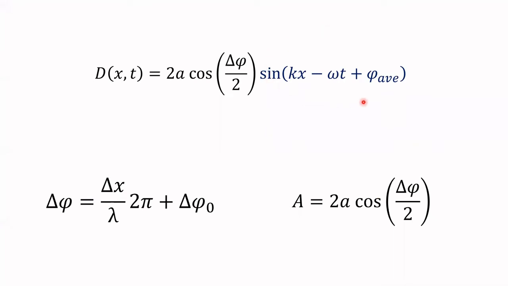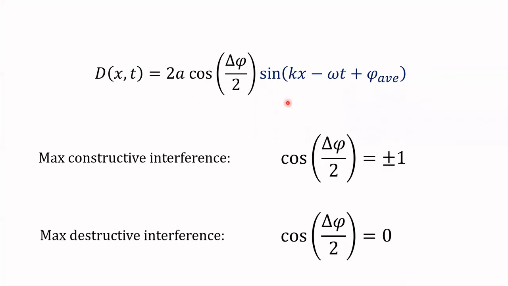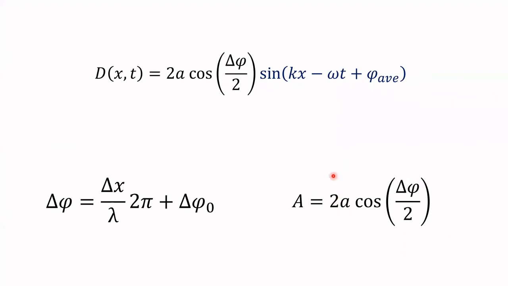I've highlighted in blue here the part that tells us that the net wave is also a progressive wave, and everything else out front was the amplitude. So this is the overall amplitude. It's this entire quantity out front. We'll call that capital A.